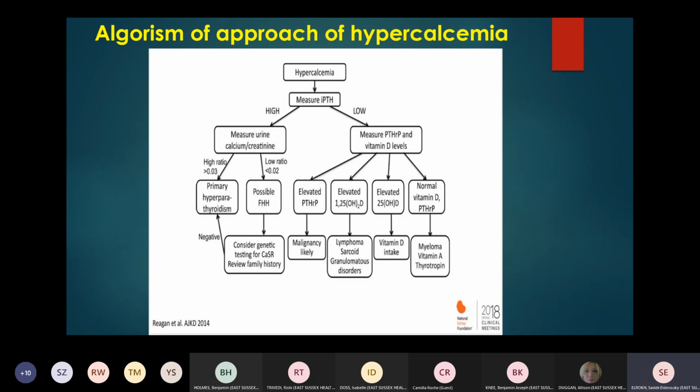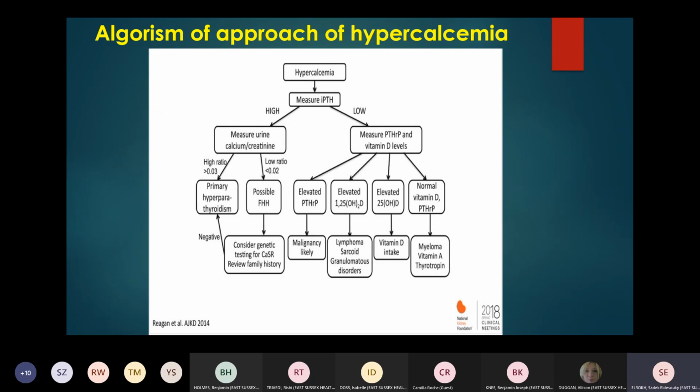Okay. Also, if you are thinking about sarcoidosis as a cause, you have to ask for 1,25-hydroxy vitamin D. This is the one here. If it is high, this is lymphoma or sarcoidosis or other granulomatous disorder. All right. Or maybe vitamin D intake.